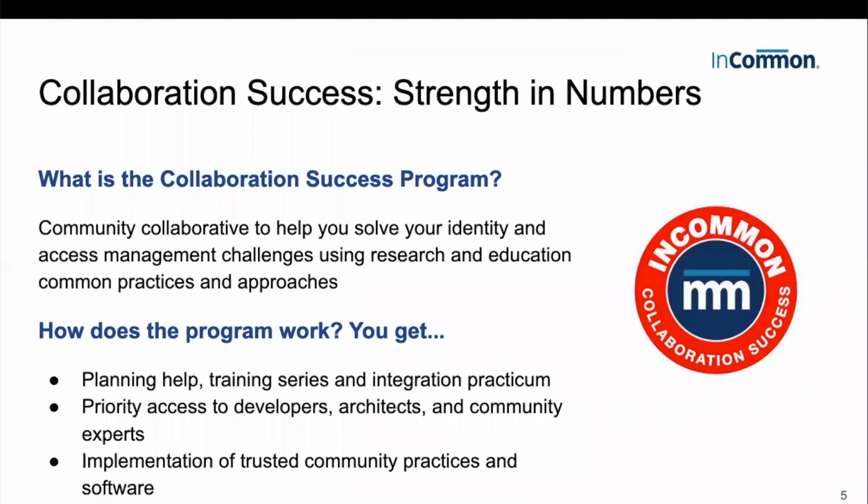Thank you. So what exactly is the Collaboration Success Program, or CSP, if you want to abbreviate? It's a really great opportunity to come together with a cohort of peers that are having similar challenges, just like you. We hope to get 10 to 15 different organizations to come together, and you work with community implementers, subject matter experts, developers, architects, and the InCommon program staff to really help make traction on your project plans.